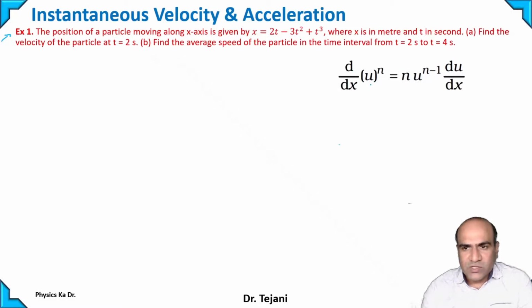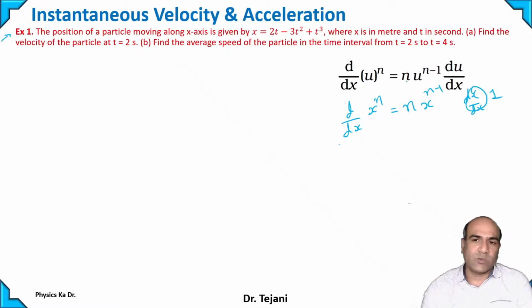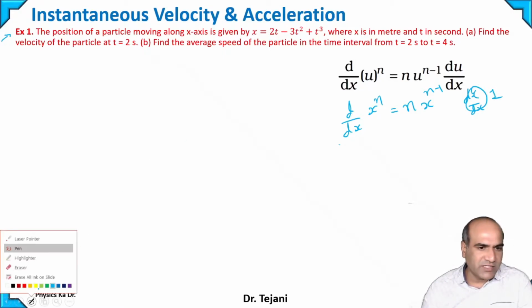If it is not x, that means you will also have du by dx. Suppose the equation is d by dx of x power n, in this case it is just n x power n minus 1. This is your solution. dx by dx becomes 1, so it is not required. So you need to understand this equation.